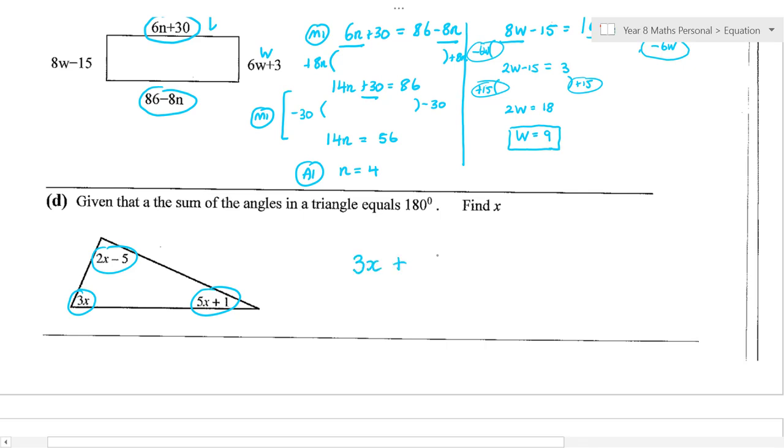3x plus, now I'm going to write a little in brackets here, 2x minus 5, and then plus 5x plus 1. And that is all equal to 180.